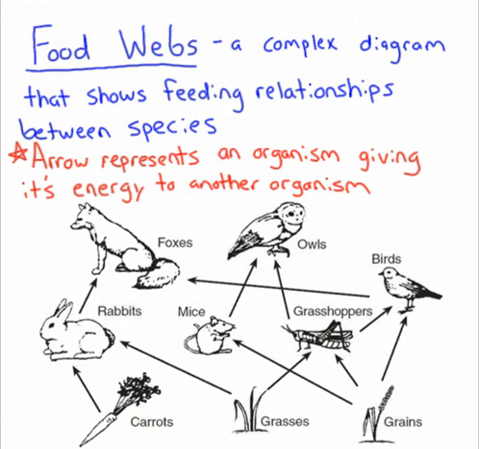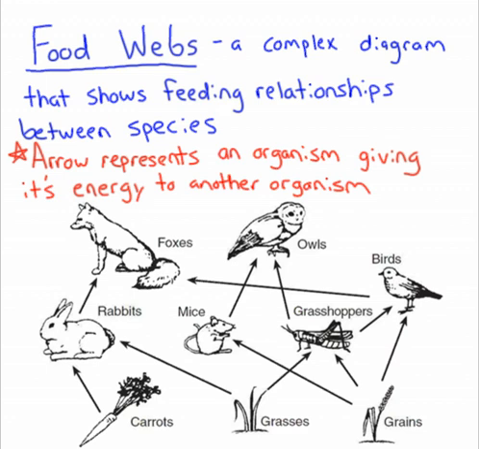So these are going to be major concepts that came up during the ecology unit, and one of the first ones is understanding a food web. The definition of a food web is it is a complex diagram that shows feeding relationships between species. And the main key thing that you need to take away from it as a student is that the arrow is representing one organism giving energy to another organism.